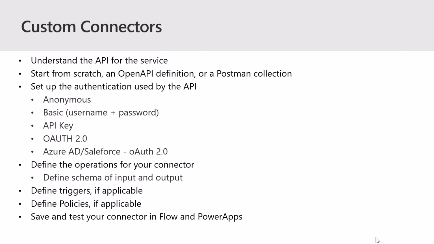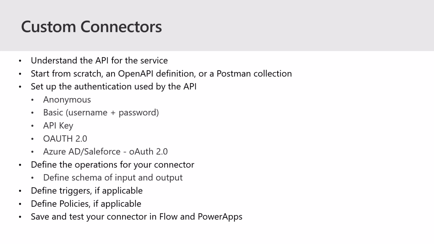Custom connectors. While Power Platform offers over 700 connectors out of the box, you may want to communicate with services that aren't available as pre-built connectors. Custom connectors address this scenario by allowing you to create and even share a connector with its own triggers and actions. To create a custom connector, you need to understand the service, the actions available, the inputs to the actions, and the outputs returned.